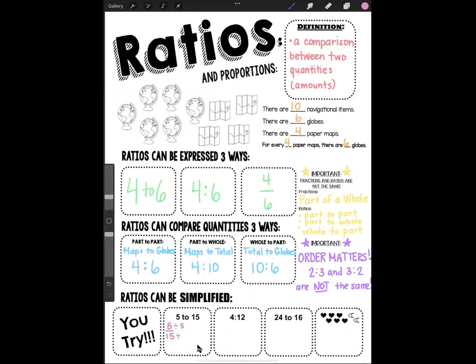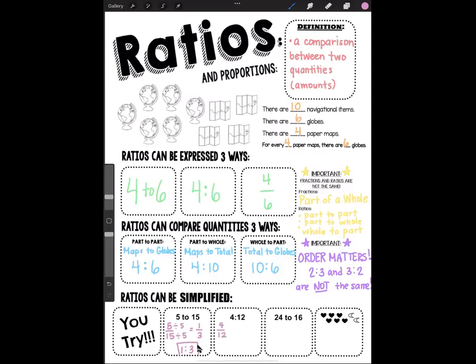So you see what they're both divisible by. In this case, they're both divisible by 5. And then you go ahead and divide. 5 goes into 5 one time, and 5 goes into 15 3 times. So that is equivalent to the ratio 1 to 3. So 5 to 15 and 1 to 3 are equivalent ratios. Just like you can have equivalent fractions, you can have equivalent ratios.